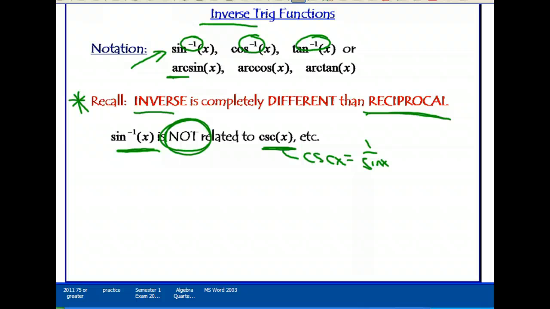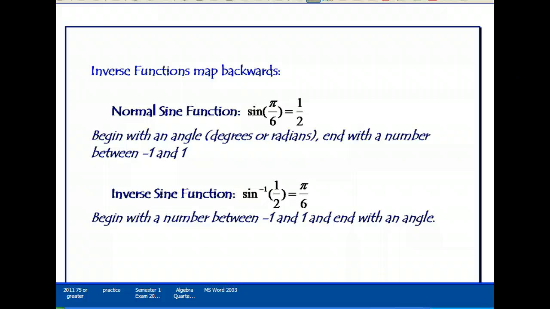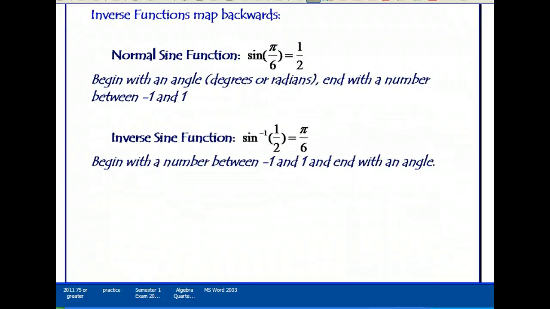Which is sometimes why that second notation is better. There's no doubt, arc cosine, that's no confusion with reciprocals. Whereas that -1, you can kind of see why people might confuse that with a reciprocal. Okay, so we know what is not an inverse trig function. Let's see what it is.